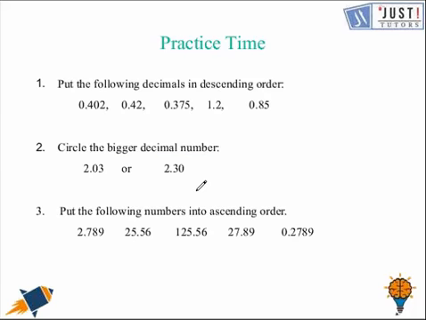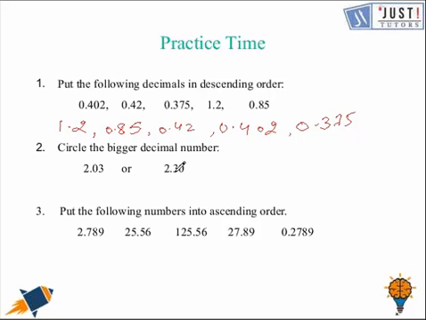We've got some practice questions for you. You can pause the video and match your answers later. Question number 1. Put the following decimals in descending order. So the answer is going to be 1.2, 0.85, 0.42, 0.402, 0.375.